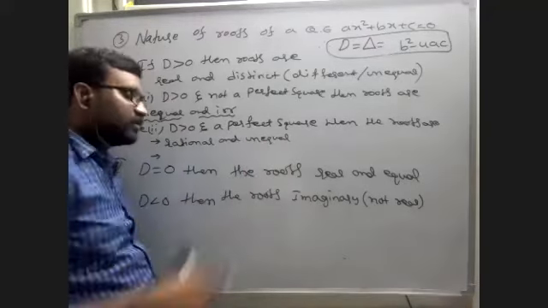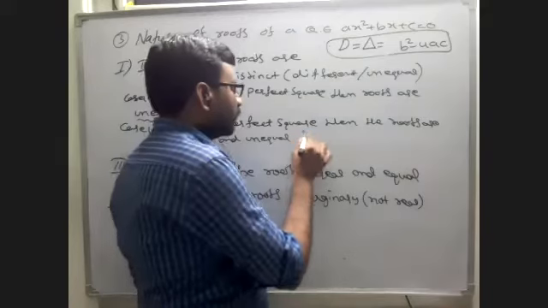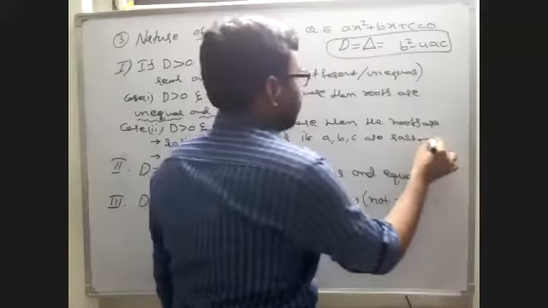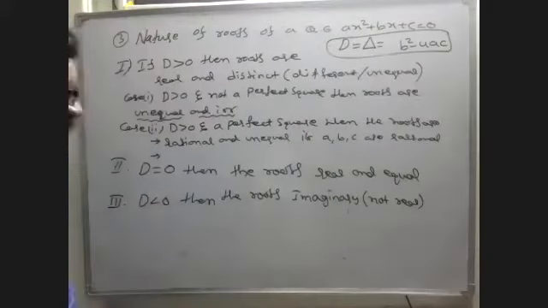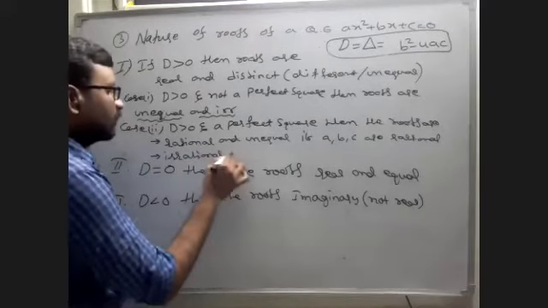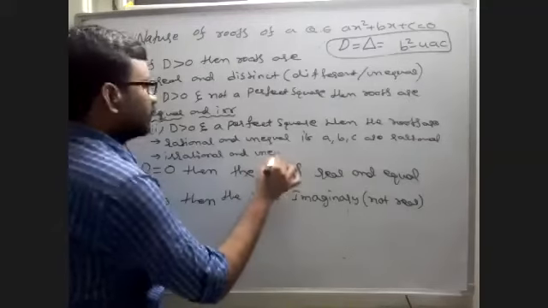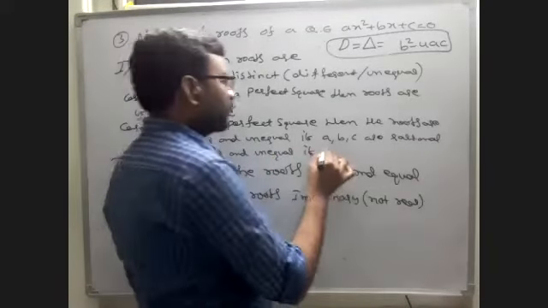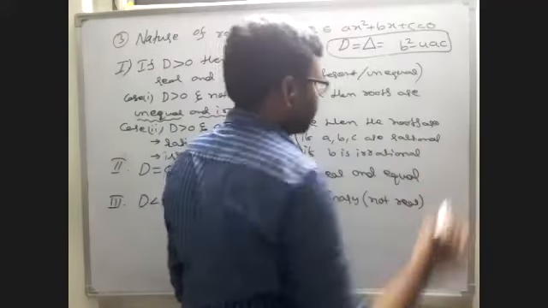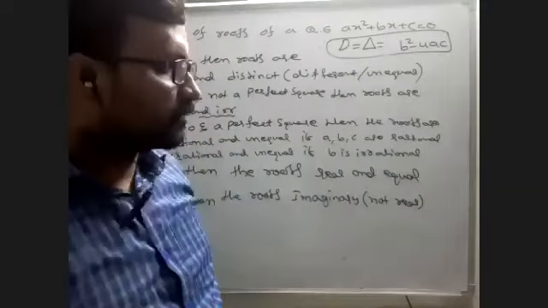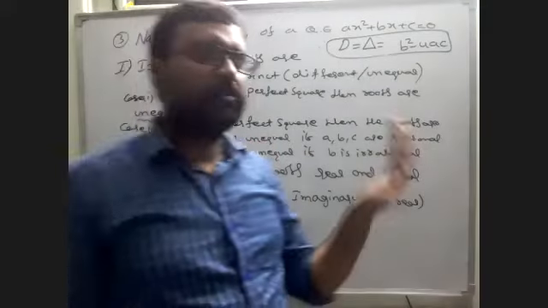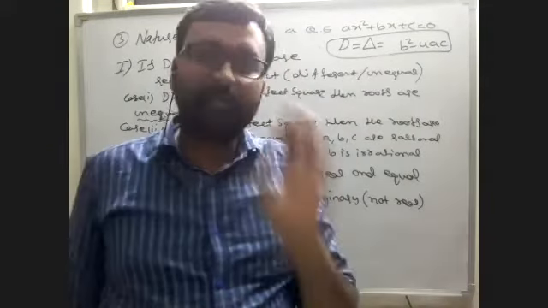When can we say this is rational and unequal? If a, b, c are rational. The other case is irrational and unequal. When can we say that? If b is irrational. So this is the third case, the last topic. A very, very important topic.